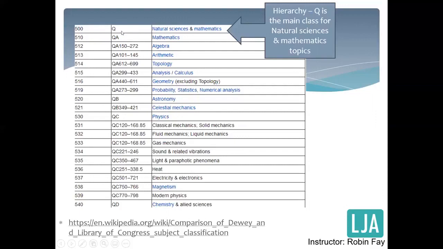At the top is your big class. So our class is Q, Natural Sciences and Mathematics. And then after that, there is not a lot of relationship between QA and QB. QA is mathematics, and then below QA is all the different kinds of mathematics, but then QB is astronomy. So it's in that natural sciences and mathematics, and while there is a lot of math in astronomy, there's not really any kind of relationship between them in terms of that. So they're related in terms of that topic, but it's not that same kind of hierarchy where you have in Dewey where each thing is sort of related together.